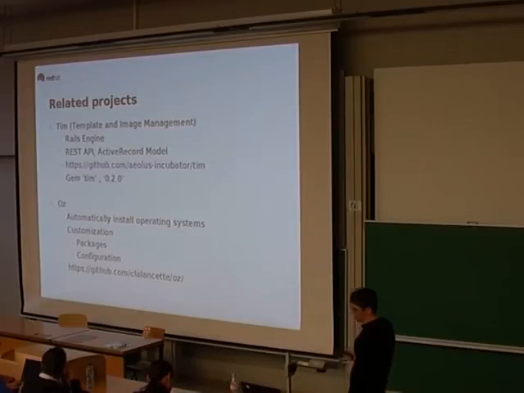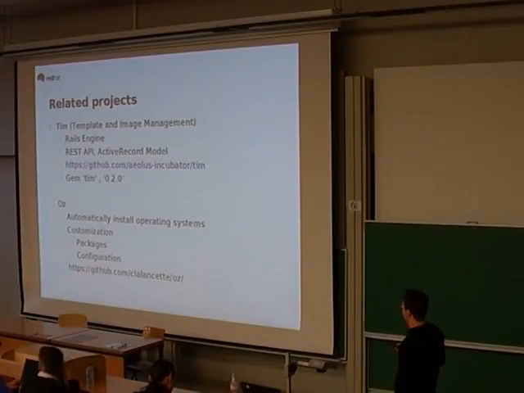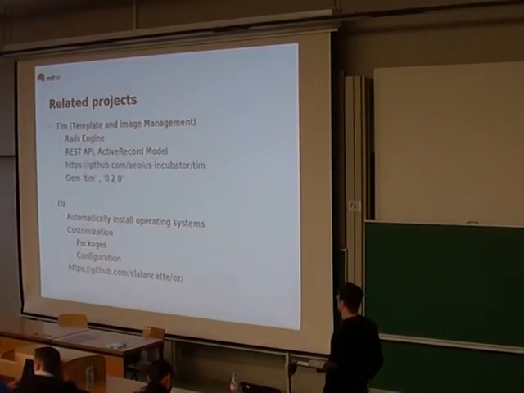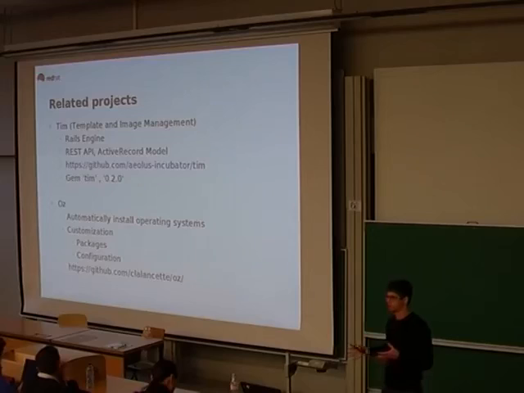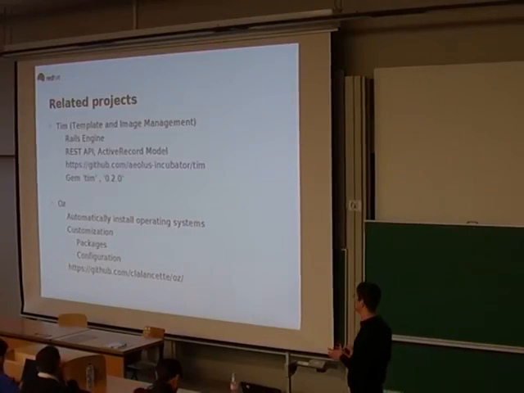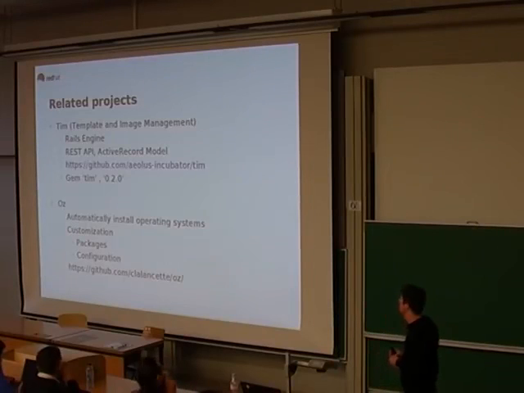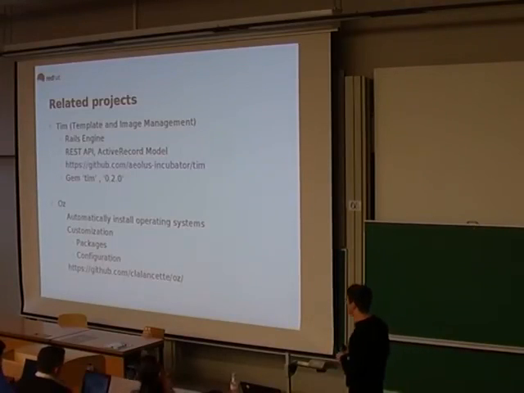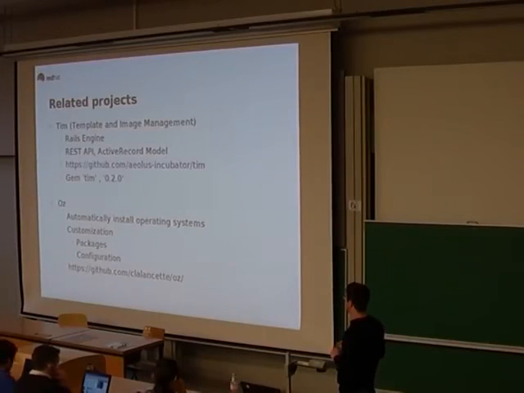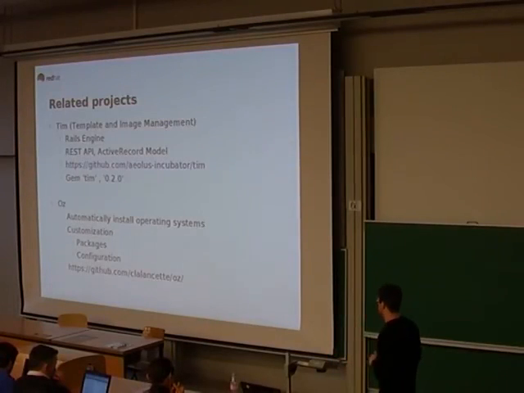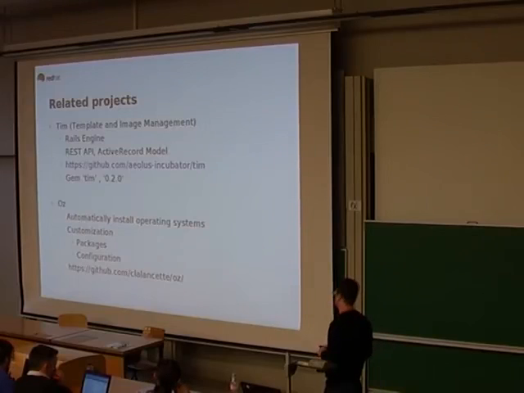So a couple of related projects. We've created a Rails engine which interacts with Image Factory. So if you want to add some image building or image management functionality into any Rails application, then you can just simply drop in the lines, and it includes the API and so on. And also some active record models as well to interact with Image Factory. Like I said, OZ is a tool for automatically installing operating systems. If you want to check that out, you can go to Crystal Answer's GitHub page and have a look at OZ.